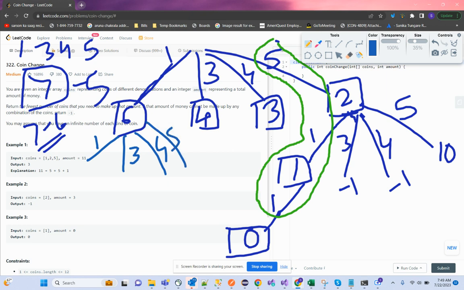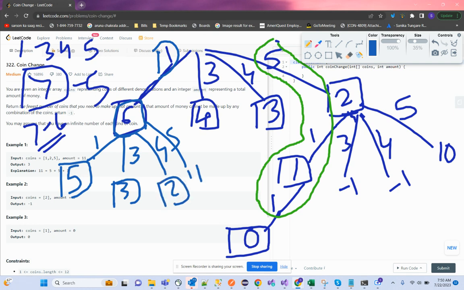Now as you know, this is a coin of 1. Remaining is 6. So when I take 1, 5 amount is pending, then 3 is pending, because 1 plus 3 is 4, and 7 minus 4 is 3. So 3 is pending here, 2 will be pending, and here 1 will be pending.